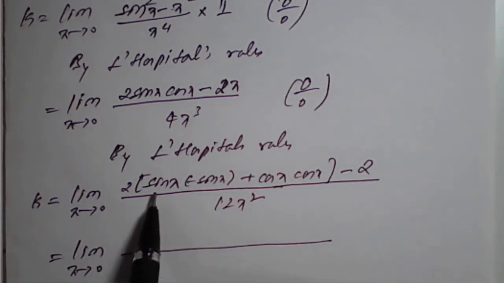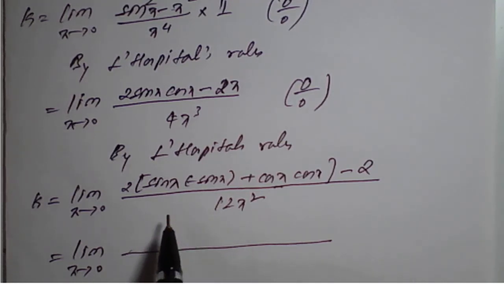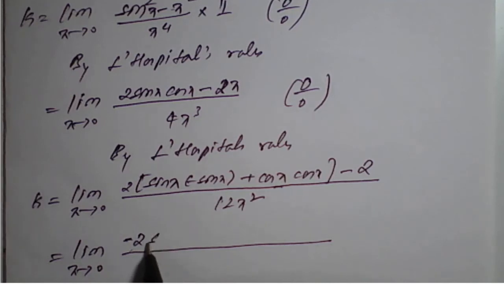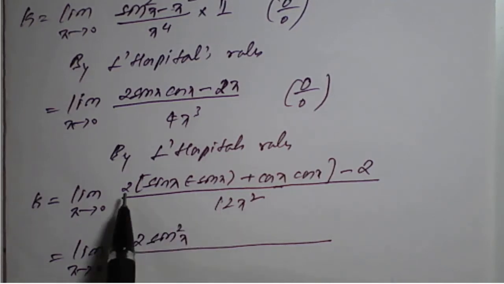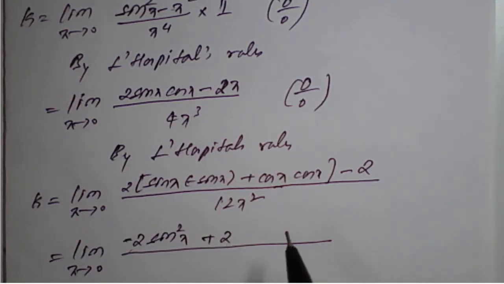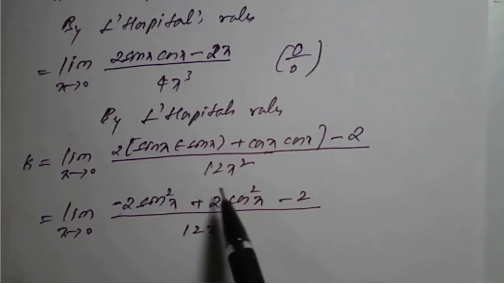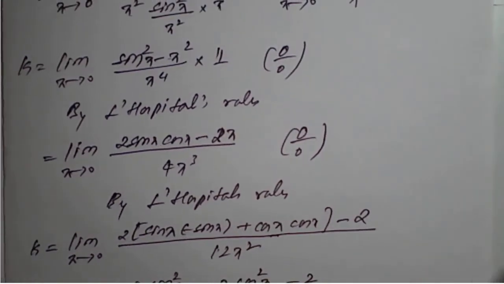So if you open the bracket, so 2 times minus sine also. So sine into minus sine is what here? 2 times minus sine square of x. So 2 times plus 2 times cos square of x minus 2 divided by 12x square. So here I will make some corrections.